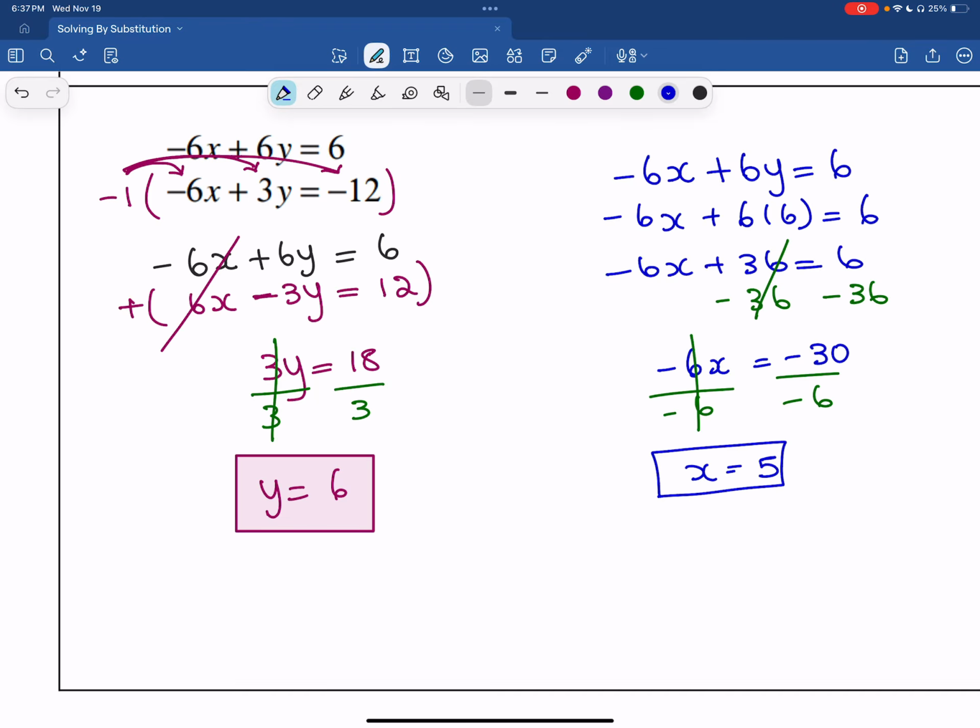So our solution here is 6, 5. No, our solution is not 6, 5, sorry. It's 5, 6, right? X value first.